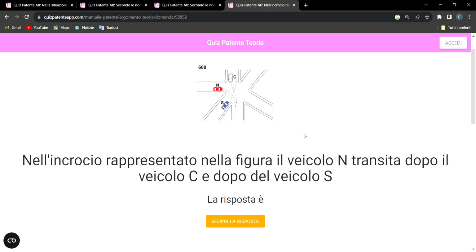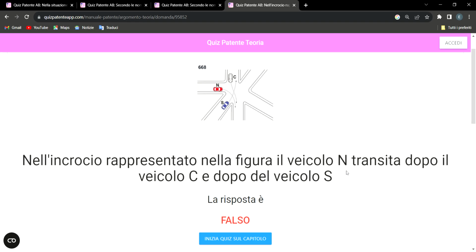Is it true? No, it's not true. Because in a situation like this, vehicle S is supposed to transit first, after vehicle S, vehicle N, then thereafter vehicle C. Since the question is saying that vehicle N will transit after the transition of vehicle C and after the transition of vehicle S, it's not true. So the answer to this question is false. You can see it. It's false.